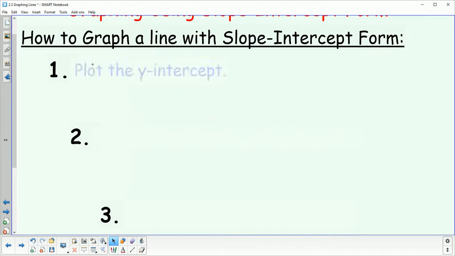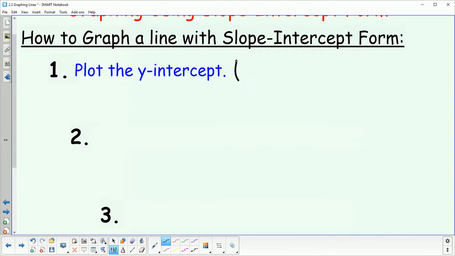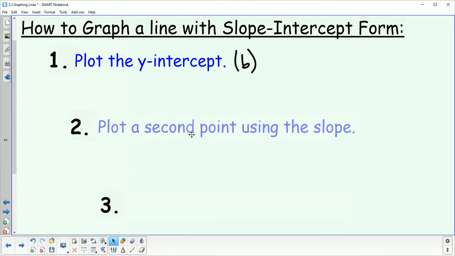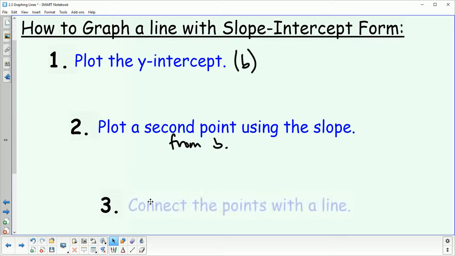When we graph slope-intercept, we always want to start with the y-intercept. Remember, that is your b value. So if it's negative, we're going to be below on the y-axis. If it's positive, we're above on the y-axis. Remember, y-intercept just means where the line crosses the y-axis. After we have that, we're going to plot our second point using our slope. And remember, we use our slope from b. So we start at b, and then we either go up and right, or down and left, or we could go up and left, or down and right. And then finally, we'll have 2 points, a y-intercept and a second point from our slope. We're going to connect the points with a line.